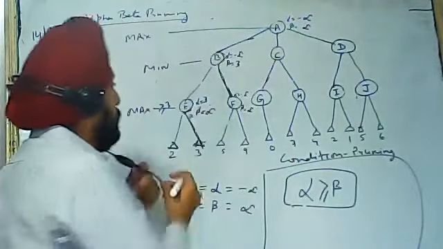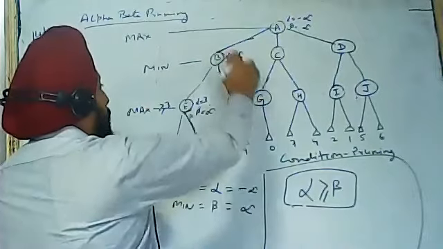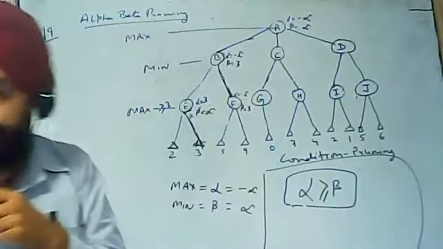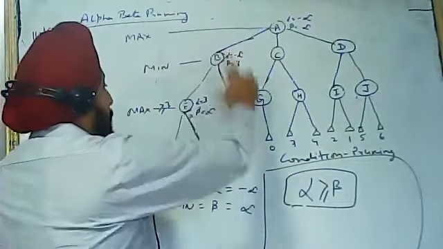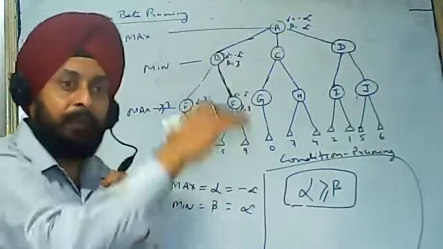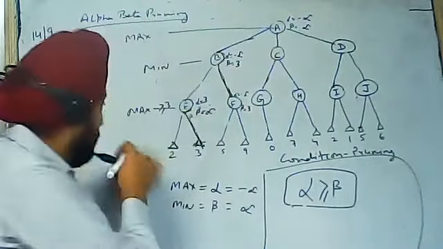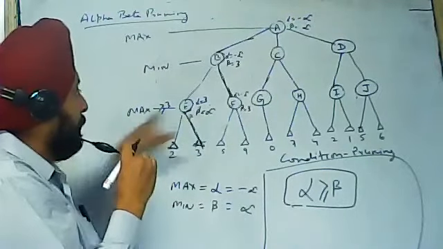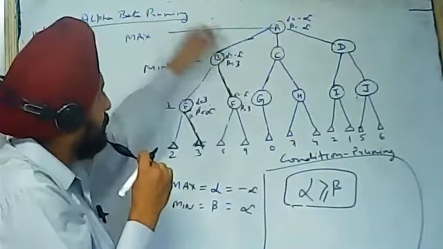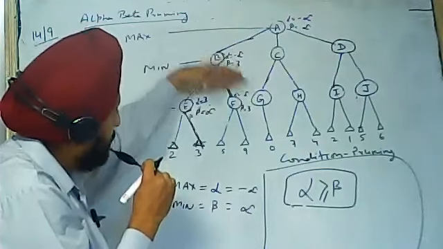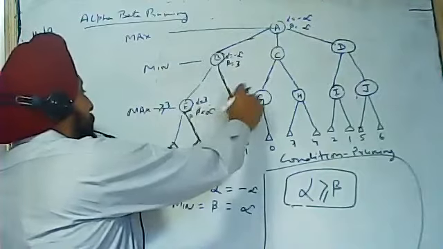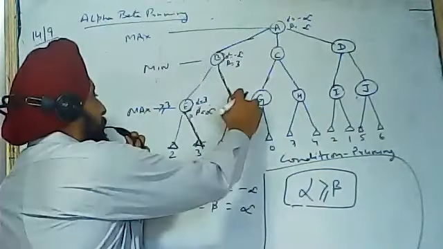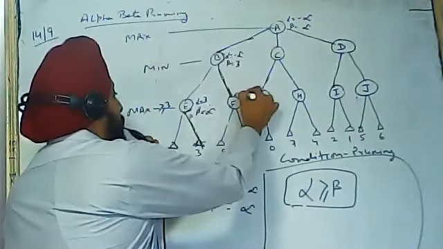Now you can transfer these values down also. Alpha comes here and beta comes there. Here beta can be 3 now, and alpha is minus infinity. So you can shift the values of alpha and beta downwards, but not upwards. But node values are carried upwards. Here it is max's turn. We will change the value of alpha. So alpha becomes minus infinity, beta here becomes 3, so the worst value of alpha is minus infinity.